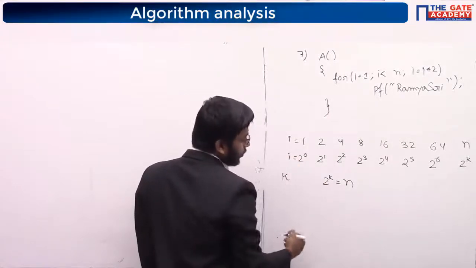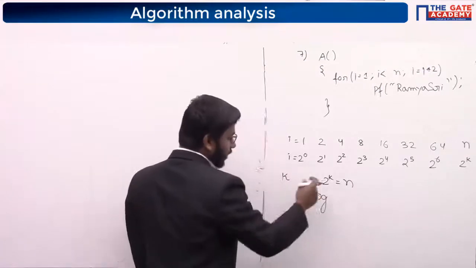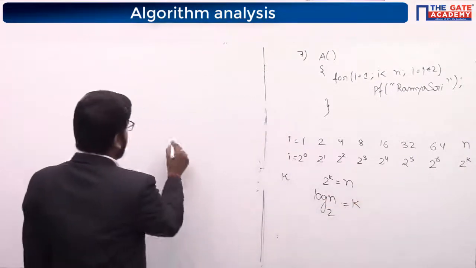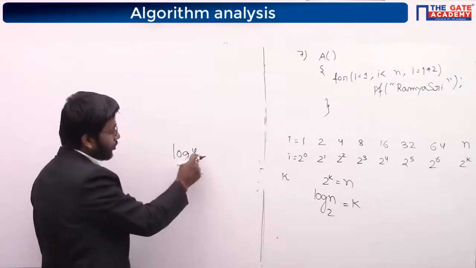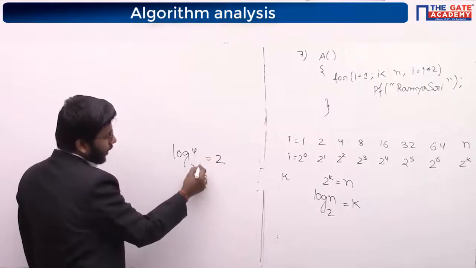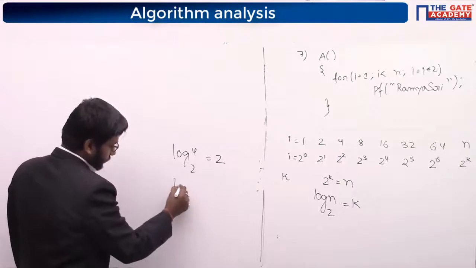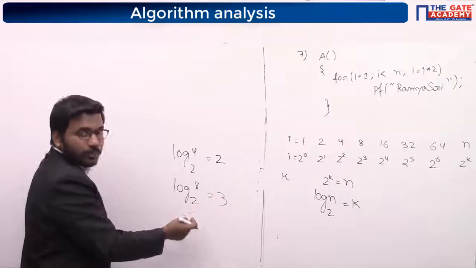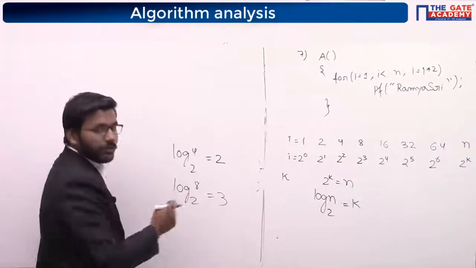So taking log on both sides, you can write it like this: k equals log n base 2. Log 4 base 2 means what you can put in the power of 2 so that you get 4. If you put 2 there, you get 4. So log 4 base 2 is 2. Log 8 base 2 is 3. What you put in the power, with base 2, 2 to the power 3 gives 8. So that is your answer.